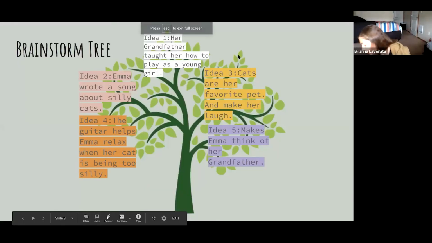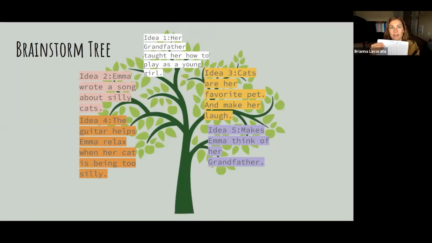Like I said, idea number 1, go ahead and write that first idea where it says, in white, her grandfather taught her how to play as a young girl. Idea number 2 in pink says, Emma wrote a song about silly cats. Cats are her favorite pet and they make her laugh. The guitar helps Emma relax when her cats are being too silly. And idea 5 says, the guitar makes Emma think of her grandfather, okay? So these are some kind of silly but sensitive ideas, right? Her cat is kind of funny, but she also just really loves to play the guitar because it really makes her think of her grandfather.